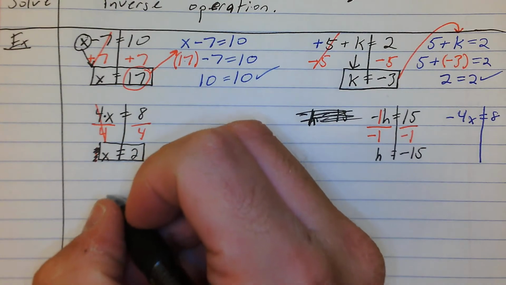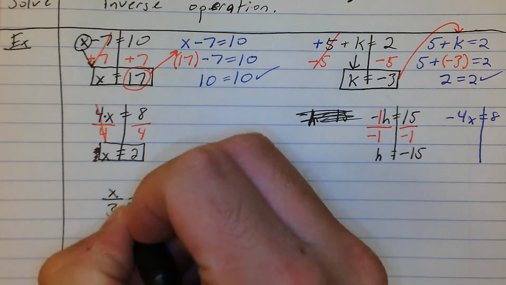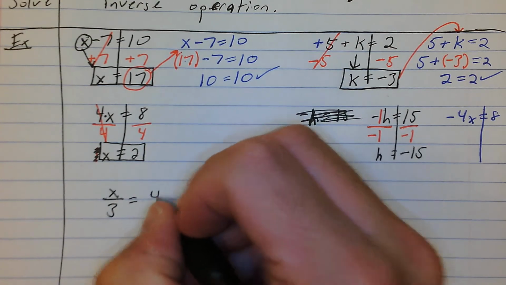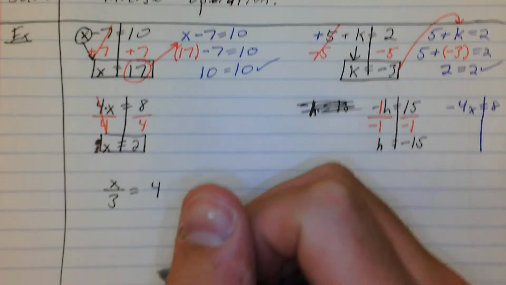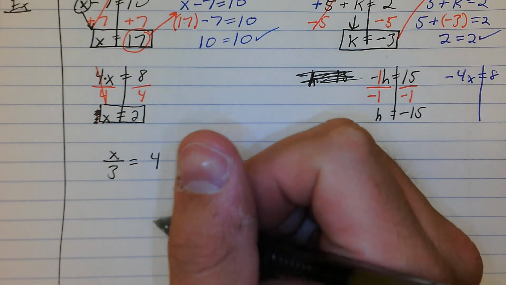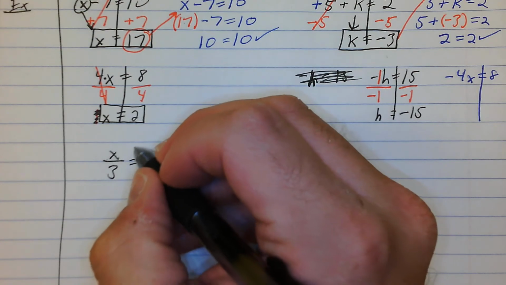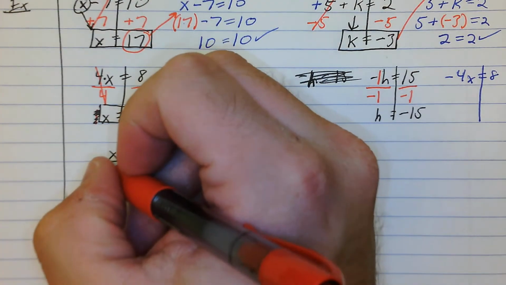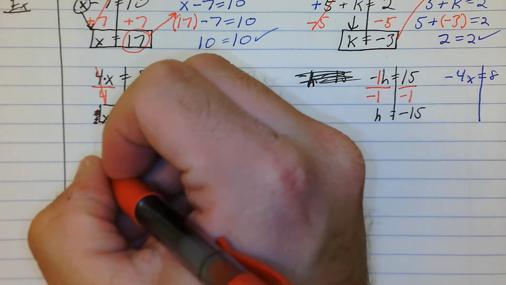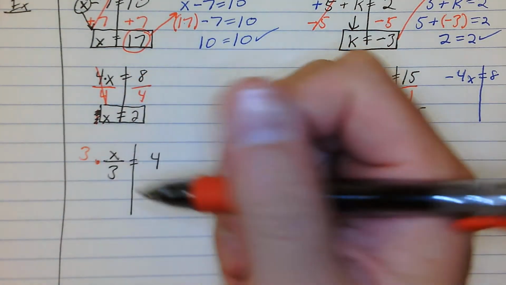So, let's move on to another problem. We have x divided by 3 equals 4. X divided by 3 equals 4. Well, in this case, x over 3, that's division. Okay, to get rid of the division sign, remember, I have to do the inverse operation of division, which in this case is going to be multiplication. So I'm going to multiply it by 3.